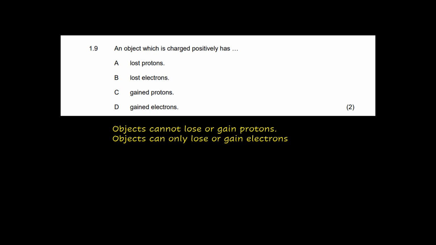When an object gains electrons, it becomes negatively charged. When an object loses electrons, it becomes positively charged. Therefore, the answer is B. An object which is positively charged has lost electrons, and that's how you will get your 2 marks.